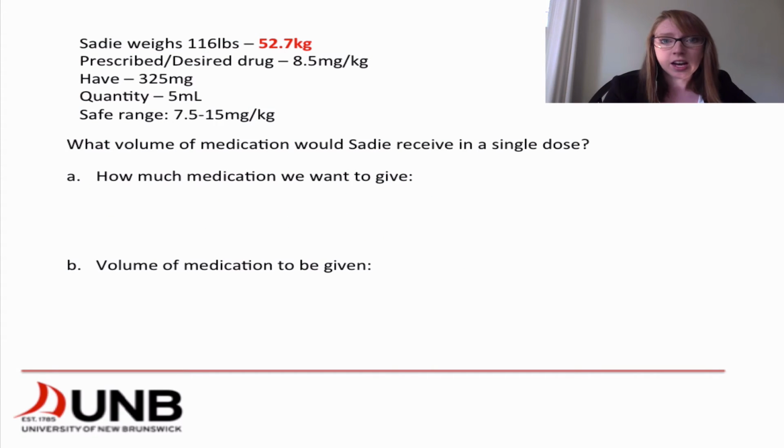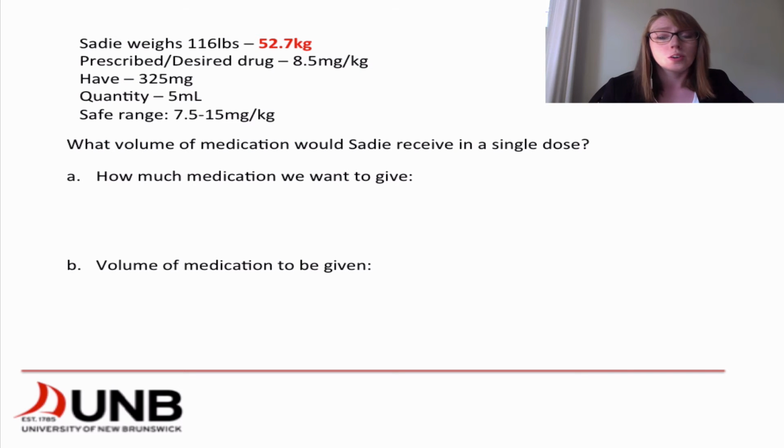So, okay, I've added it in up here. I'm trying to put in everything that we have. So Sadie weighs 116 pounds, which is 52.7 kilograms. Prescribed desired, 8.5 milligrams per kilogram. We have 325 milligrams in 5 mL, and our safe range is 7.5 to 15 milligrams per kilogram. So the next thing that we want to do is we want to know what volume of medication would Sadie receive in a single dose. That was our next question.